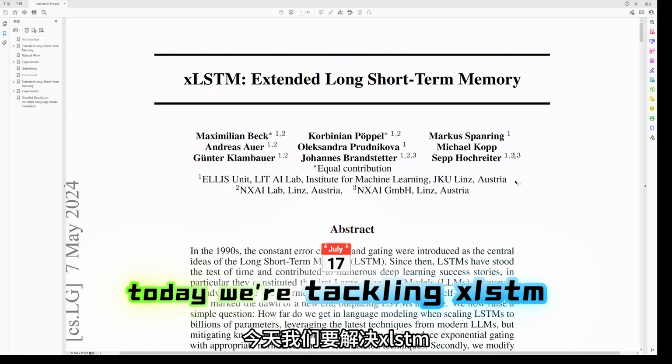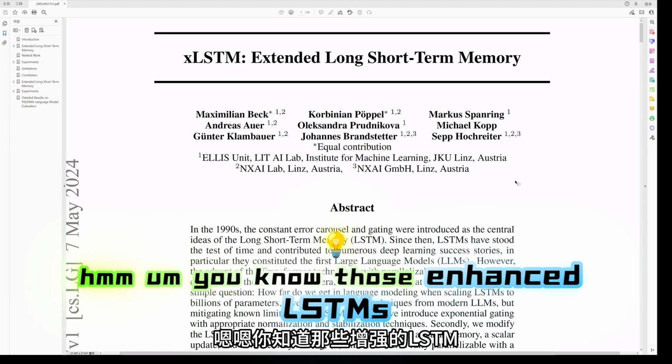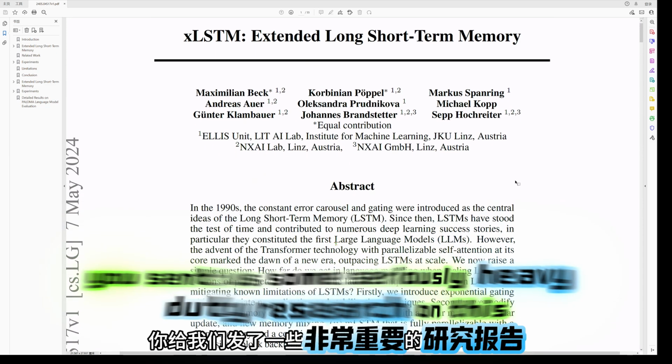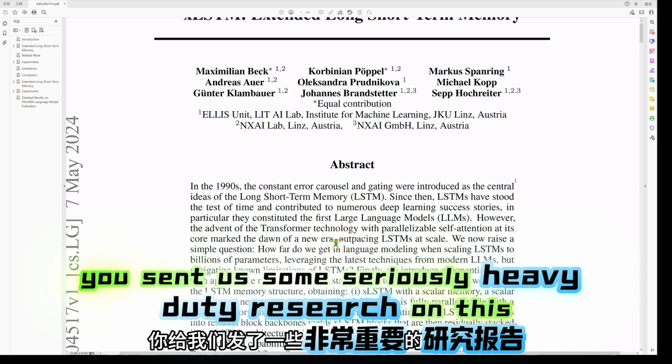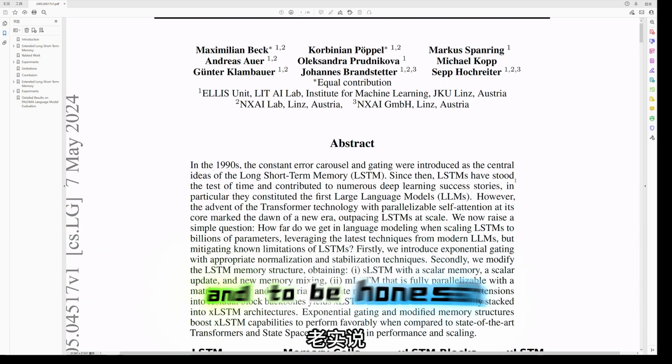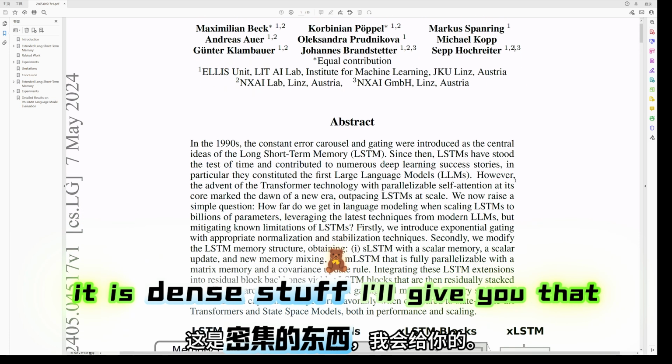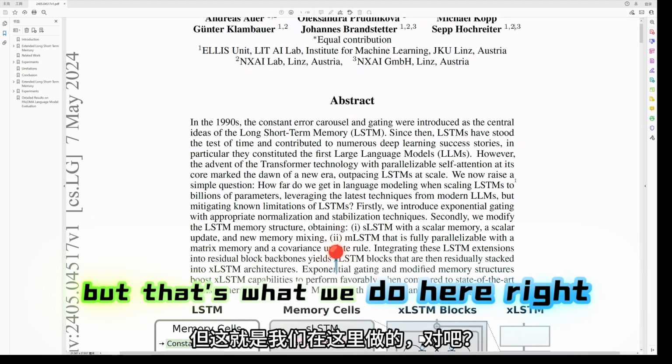Today we're tackling xLSTM. You know those enhanced LSTMs? Yeah. You sent us some seriously heavy-duty research on this. And to be honest, even I was a little intimidated at first. It is dense stuff, I'll give you that. But that's what we do here, right?